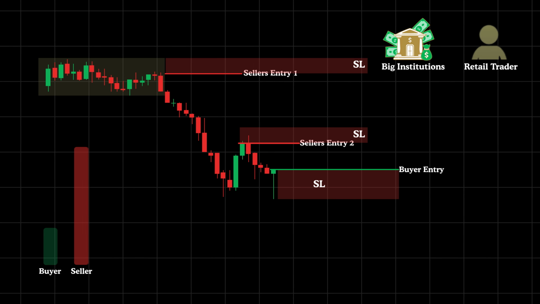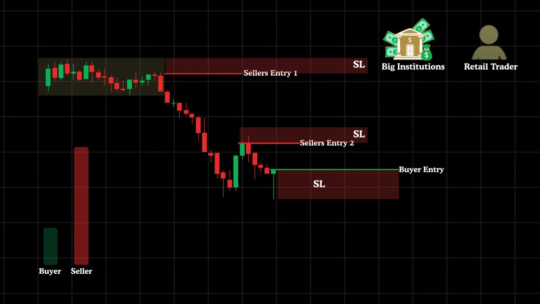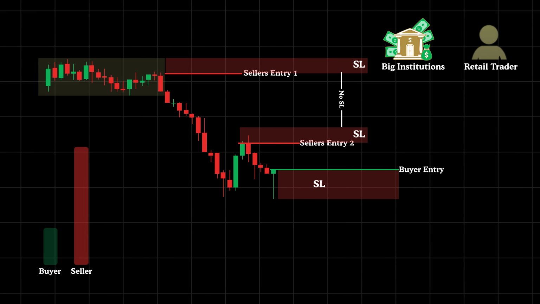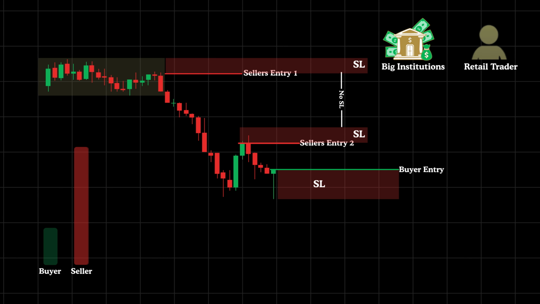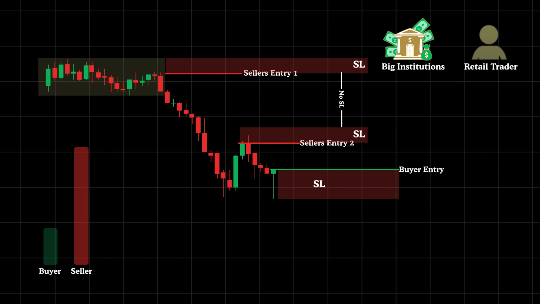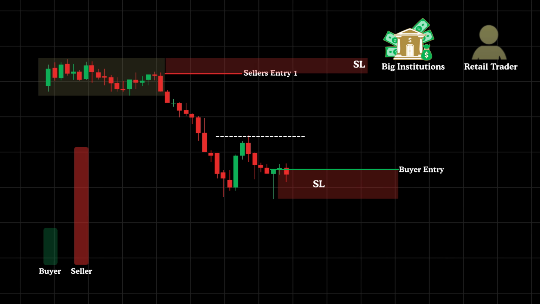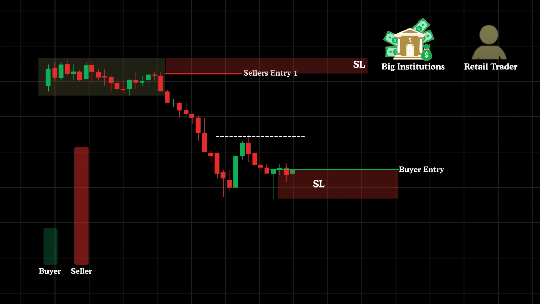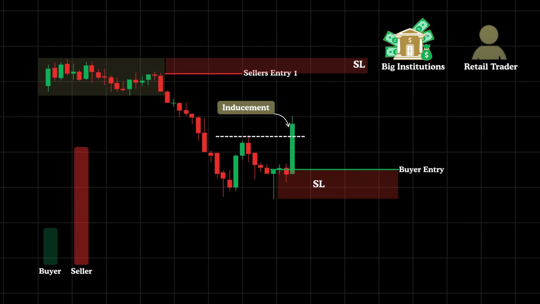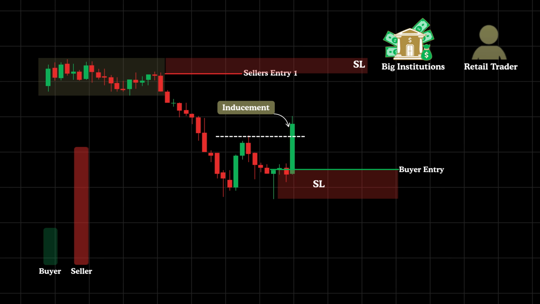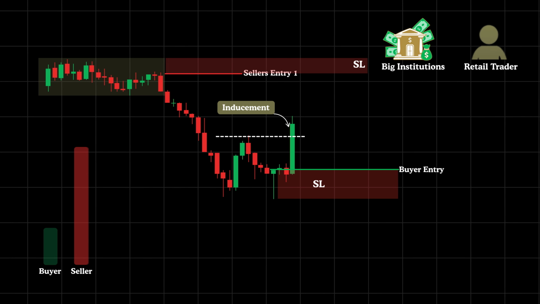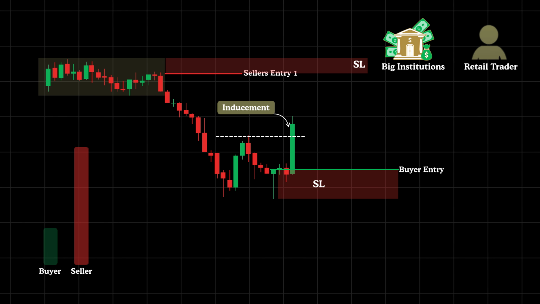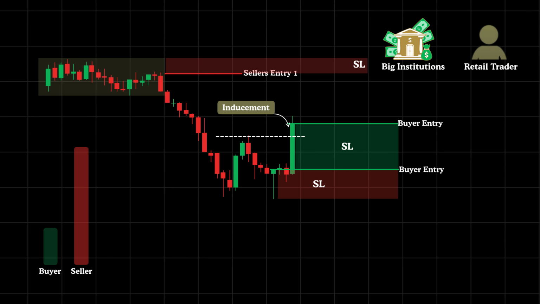However, since the nearest cluster of stop losses for a potential upward move is far above the current price, and the institutional interest lies in pushing the price downward, more liquidity is needed on the downside. To create that liquidity, the operators trigger a breakout of the swing high using a strong bullish candle, an inducement move. The speed and size of this candle excite many retail traders, who then rush to enter long positions, placing their stop losses just below this level.